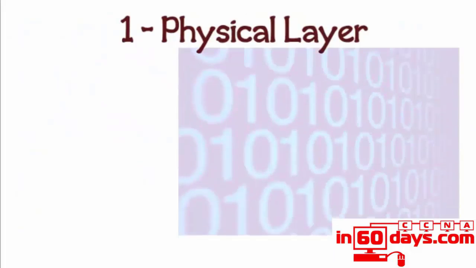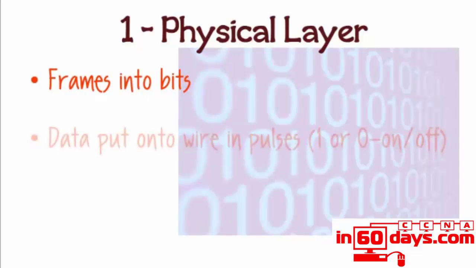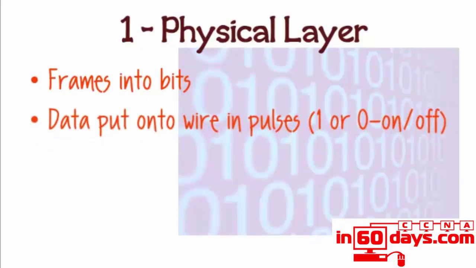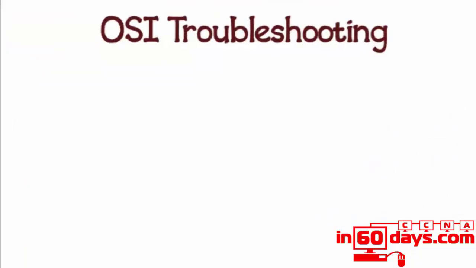And then lastly, it's our physical layer. So this is where our frames are turned into bits, which is digital pulses going down a wire. And the reason we use bits is there's only a 1 or a 0 bit, which is on or off. Hubs work at the physical layer, which I don't think people really use hubs anymore. Very, very rare and hard to find. And all our cable specifications.